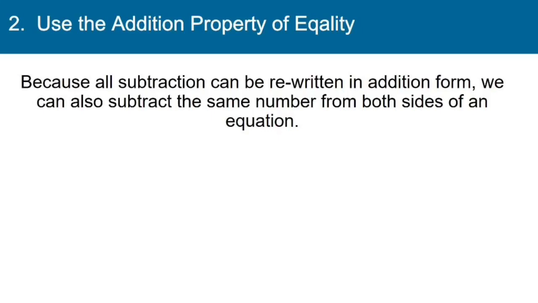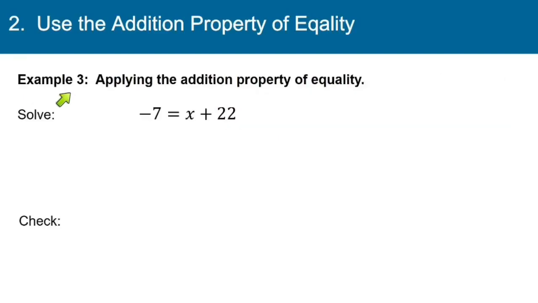Now, because all subtraction can be rewritten in addition form, we can not only add the same thing to both sides, but we can also subtract the same number from both sides of an equation. So let's look at example 3. Here we have negative 7 equals x plus 22. So again, the goal is always to isolate the variable, and therefore we want to eliminate the plus 22. So the opposite of plus 22 is minus 22. I can put minus 22 on the right side, but to keep things balanced, I have to also put minus 22 on the left side.